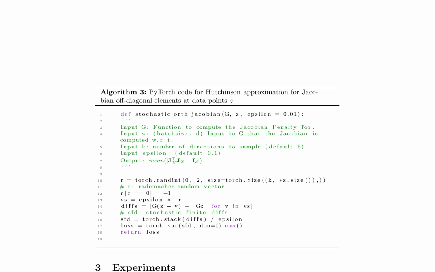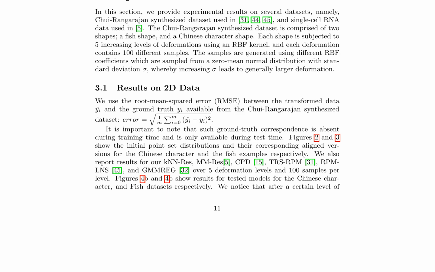The algorithm, stochastic_Korth_Jacobian, takes as input a function g, data points z, the number of directions to sample k, and a small value epsilon. It outputs the mean of the absolute difference between the Jacobian transpose times x times j times x and the identity matrix. In the experimental section, the authors provide results on several datasets, including the Cui-Rengarajan synthesized dataset and single-cell RNA data.